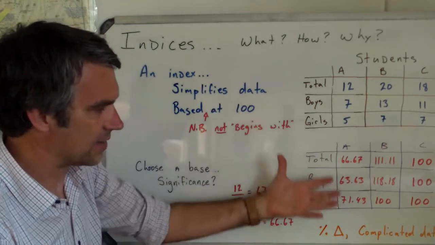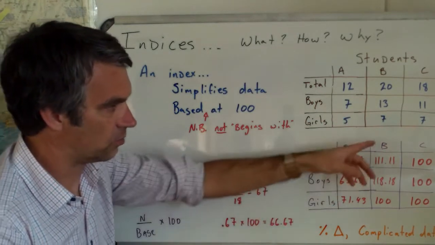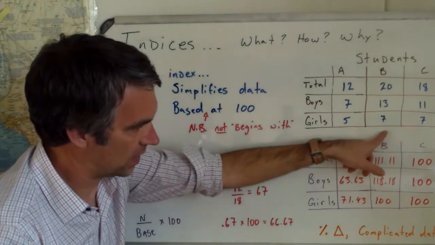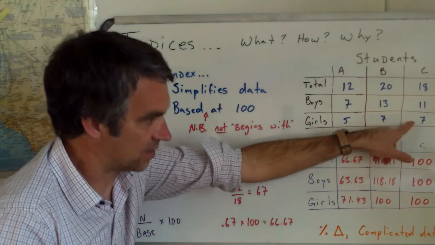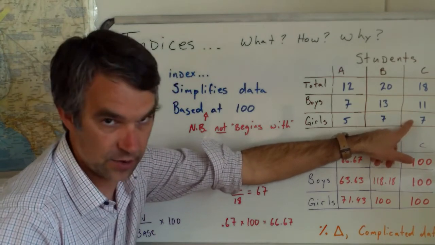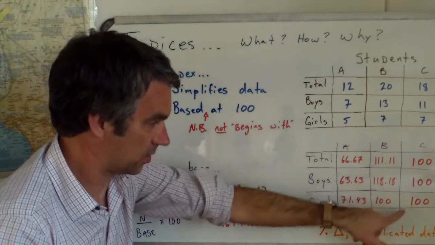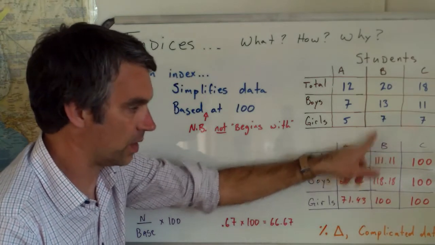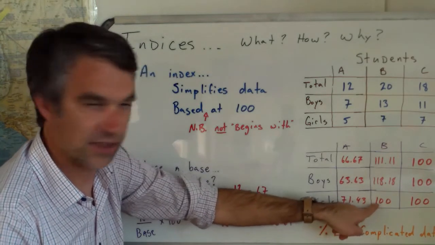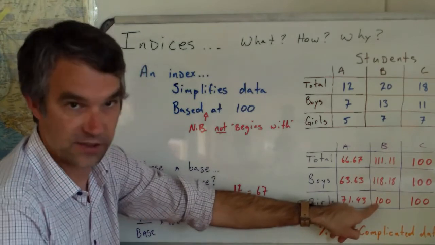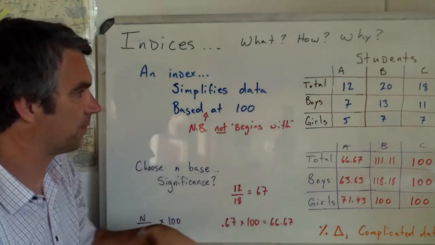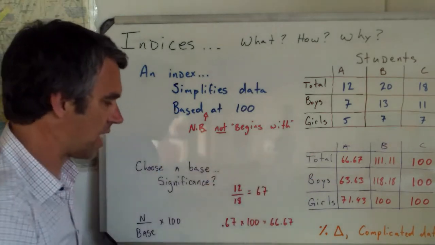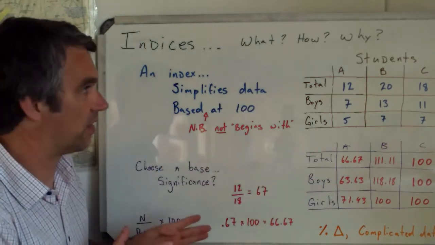The only reason I did it that way is to show you, for example here, for girls, my base is 7. So I take 7 divided by 7 times 100 and get 100, but I do the same thing for B block and get 100. That doesn't make this the base year, the base class, it just means that it happens to be equal to the base class, okay? So essentially that's how you calculate it. I'm not going to go into any more depth on that.